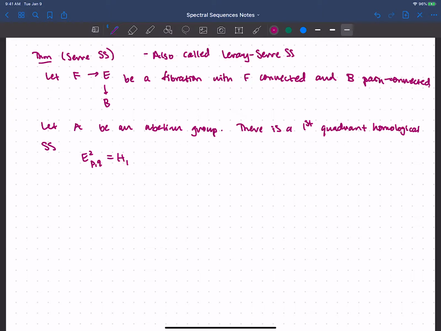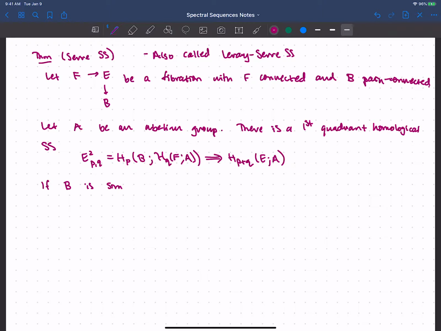So as we've already seen, this should be the homology of the base, actually with local coefficients in the homology of the fiber, with coefficients in whatever abelian group A you're working in. And that should converge to an associated graded for the homology of the total space with coefficients in A. Okay, well, most of the time I sort of want to avoid this local coefficient issue.